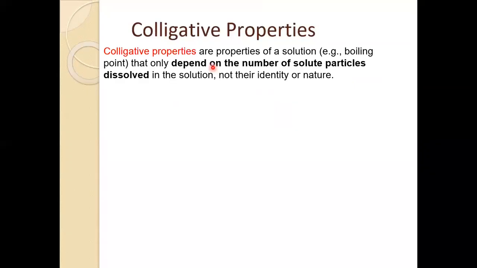In the next lesson, we're going into more details about what these colligative properties are and how we can predict these relative colligative properties. So these colligative properties are only going to depend upon the number of solute particles dissolved in the solution, not the identity of those particles or the nature of those particles. So, just to introduce these colligative properties.